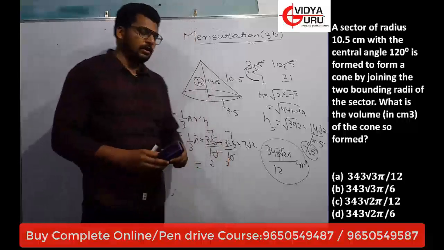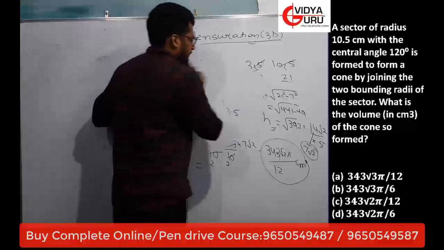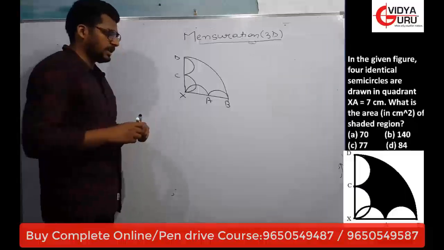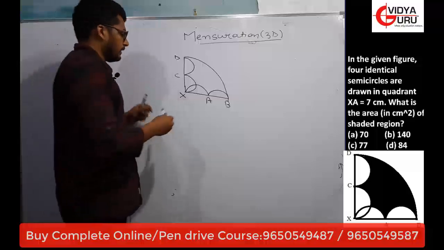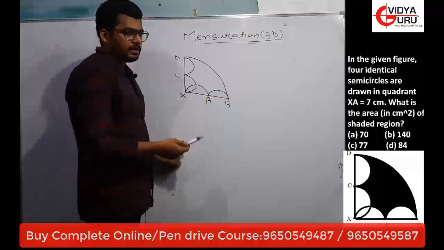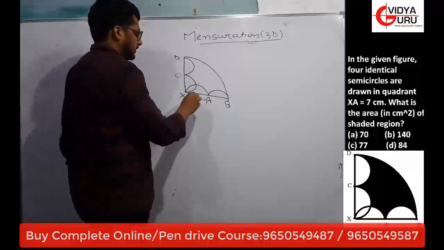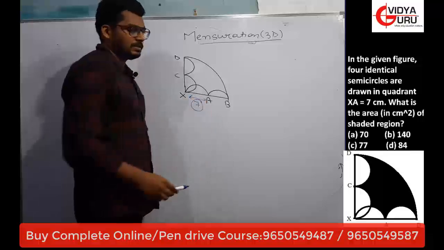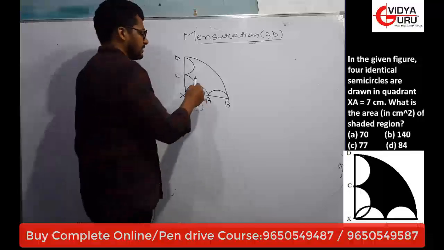So coming to our next question. The question is saying there is a quadrant and these are 4 semicircles where XA is equal to 7. XA is given as 7. The question is asking what is the area of the shaded region.